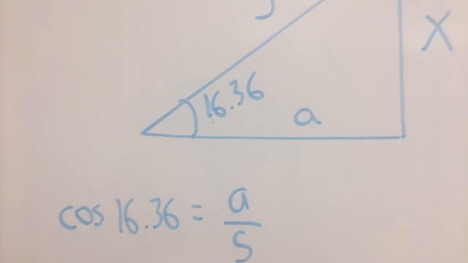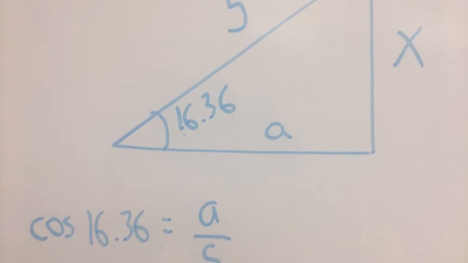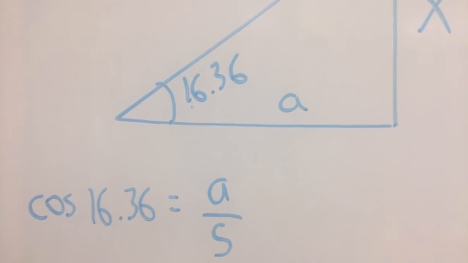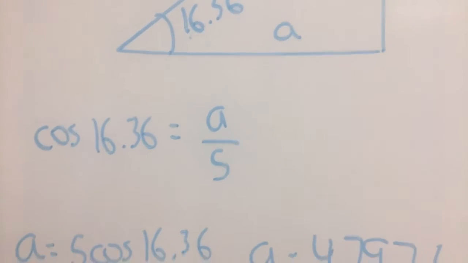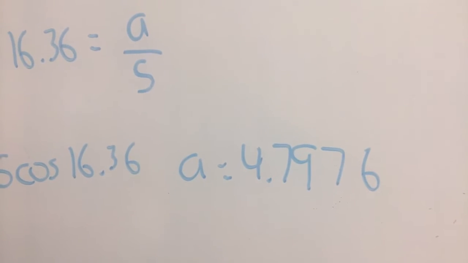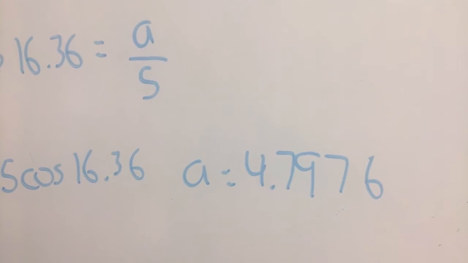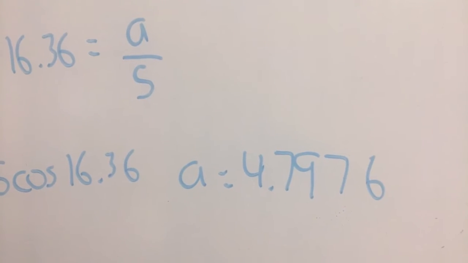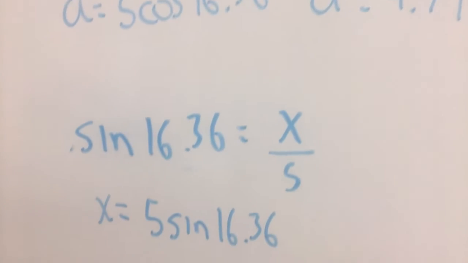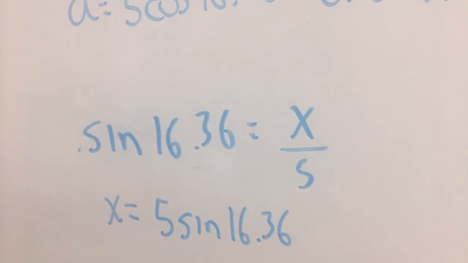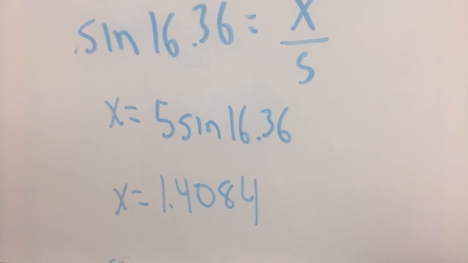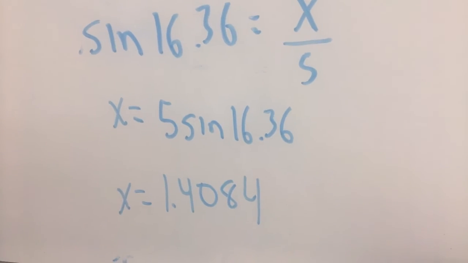Well, I can use my cosine for this because I know that cosine is equal to the adjacent over the hypotenuse. This will give me the length of the apothem, okay? And if you crank this in your calculator, you will find that the length of the apothem is 4.7976. Now, these are approximates. I rounded. All right, and then I can use sine to find the length of that opposite side. And if you do that, you find that x is equal to 1.4084, all right?